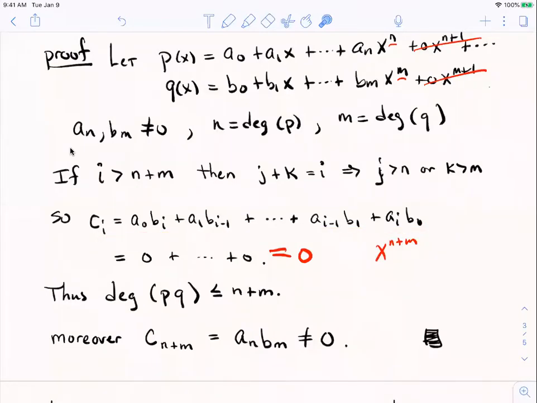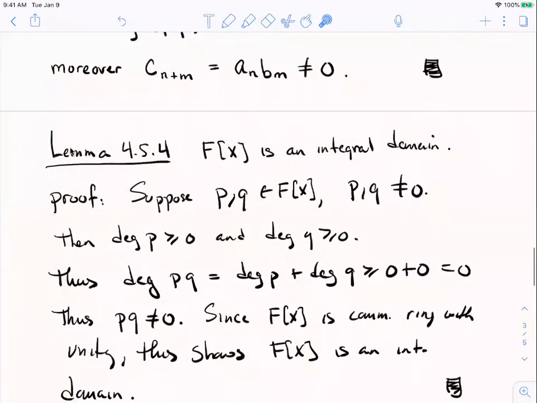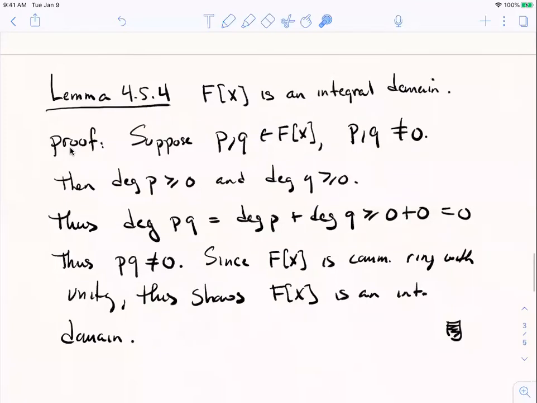So that's the end of the proof. We have a non-zero polynomial because it has a non-zero coefficient. And beyond that coefficient, n plus m, all of the other ones are 0. So the degree of this thing is n plus m. That's what the lemma said. All right, we can talk about it in class, but I'm going to keep this brief for the video.